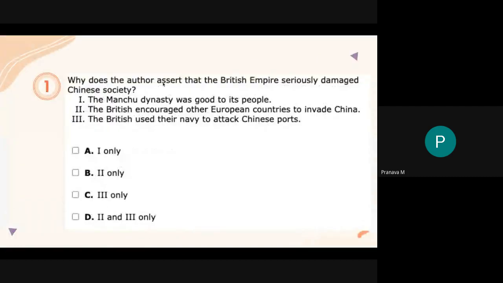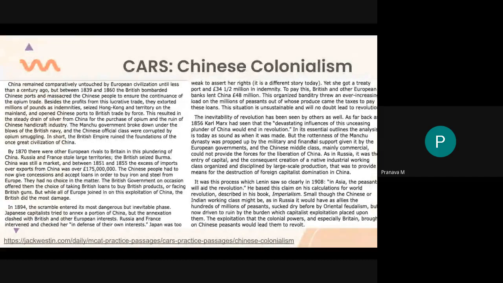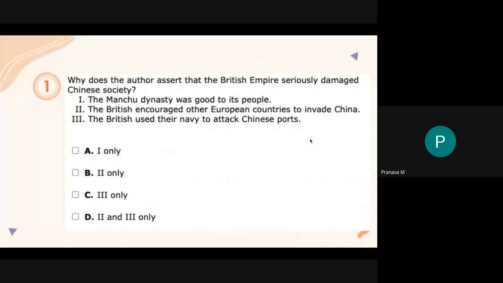Okay, moving on to the question: why does the author assert that the British Empire seriously damaged Chinese society? So the first one is not explicitly stated. Actually, if we look back in here, they said that the Manchu dynasty was actually rotten, so that also makes that incorrect. And for two, it's never mentioned that the British encouraged other European countries to invade China. It's just mentioned that they are also involved in the exploitation of China. Whereas three is explicitly mentioned, so the answer is C.